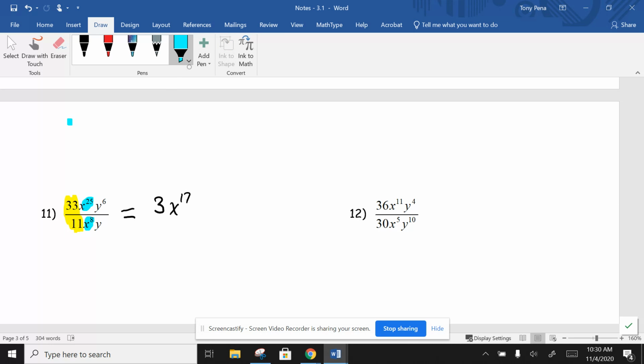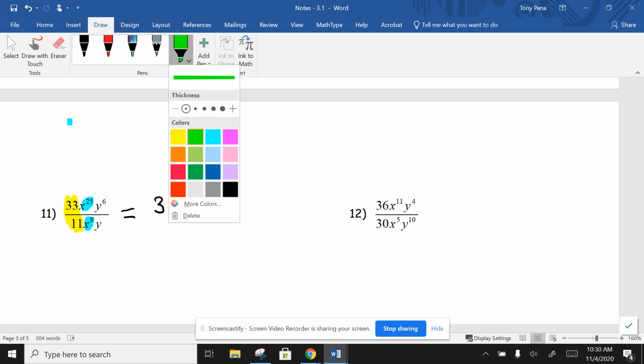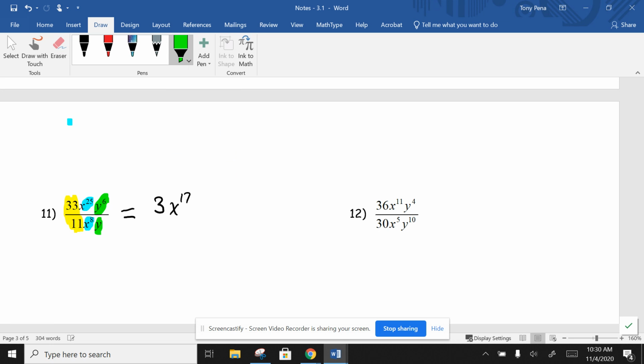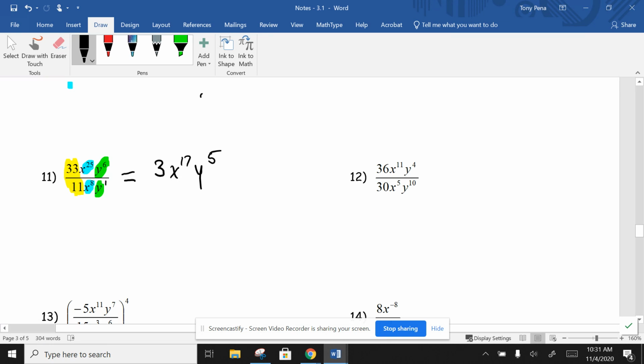And then our last set of like terms that we're going to be dividing is this y to the 6th and this y to the 1st. So just again, know there's a 1 there. So 6 minus 1 is a 5. So that should be our answer: 3x to the 16th, y to the 5th. All right, 12, same thing. See what you think for number 12. See what you get for that answer.